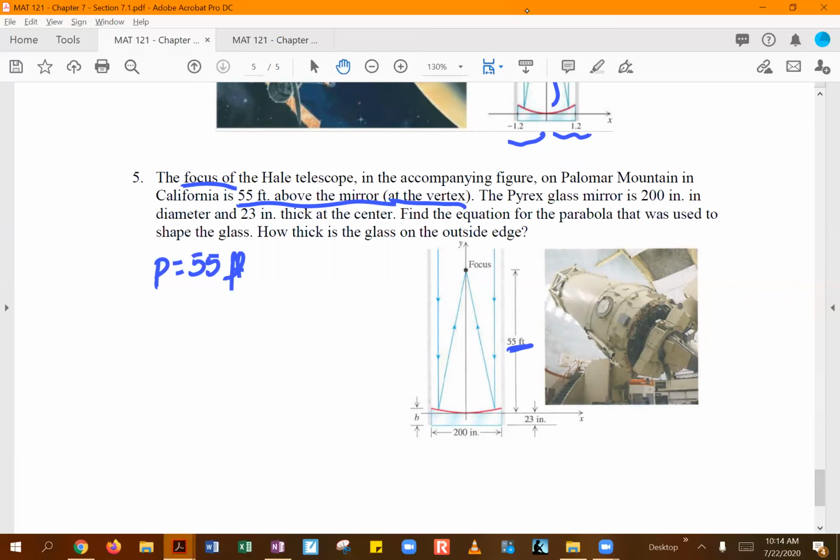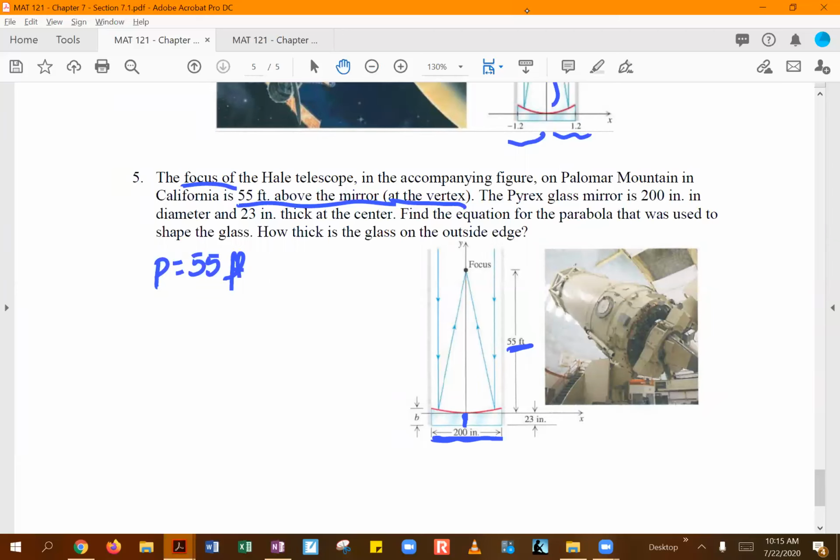They're telling us the Pyrex glass mirror is 200 inches in diameter, which means the whole diameter of that Pyrex glass mirror is 200 inches. They're telling us the thickness of the glass mirror is 23 inches in the center, which means they're talking about this thickness of the glass here, which is 23 inches. They want to know what the equation of the parabola is that was used to shape the glass.